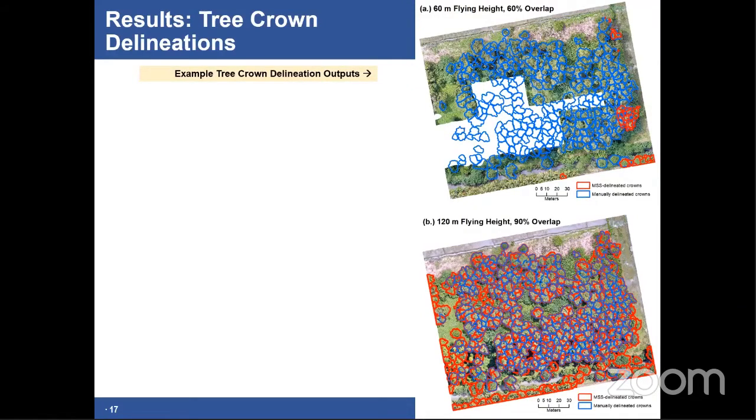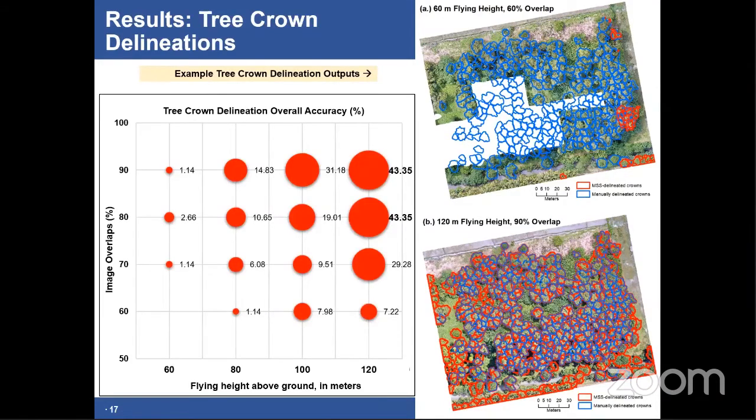Now, these are some of the major results of the tree crown delineations using multi-resolution segmentation. Tree crown delineations in DSMs generated using UAS images acquired at the highest flying height of 120 meters and image overlaps of 80% and 90% gained the highest overall accuracy of 43.35%. Accuracies were lowest for delineations in DSMs generated using images acquired at 60-meter flying height, irrespective of percentage image overlaps.